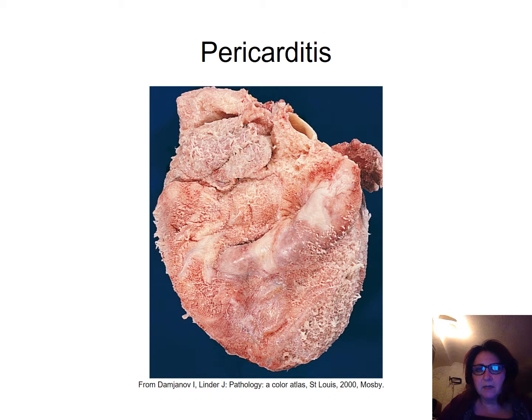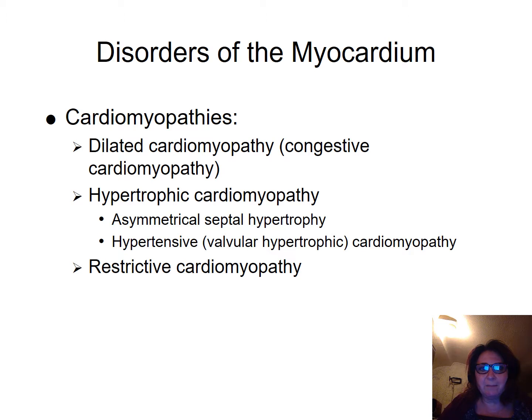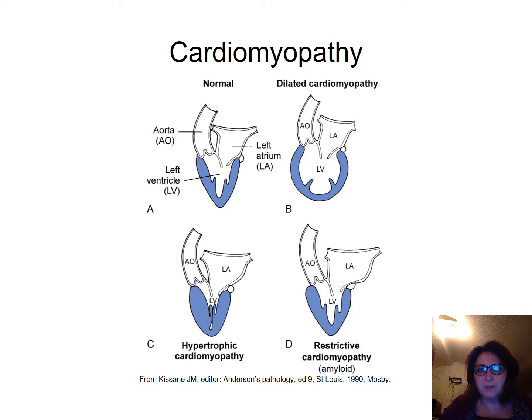Pericarditis is an inflammation of the pericardium. Remember, back in nursing school, anything that says itis is an inflammation. We have cardiomyopathies: dilated, hypertrophic, and restrictive cardiomyopathies, and these are disorders of the myocardium. And this is what they look like. The normal heart, dilated cardiomyopathy. Hypertrophic, see how the muscle wall is too thick? It can't pump properly. And restrictive, this one's thick too, it's also not mobile.